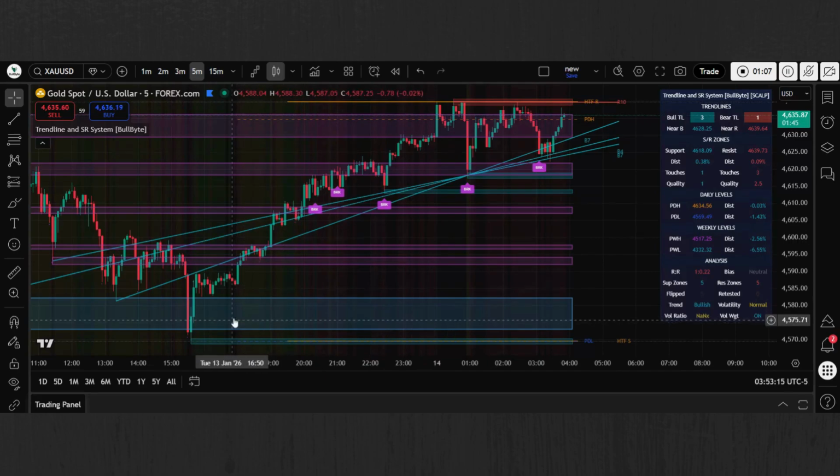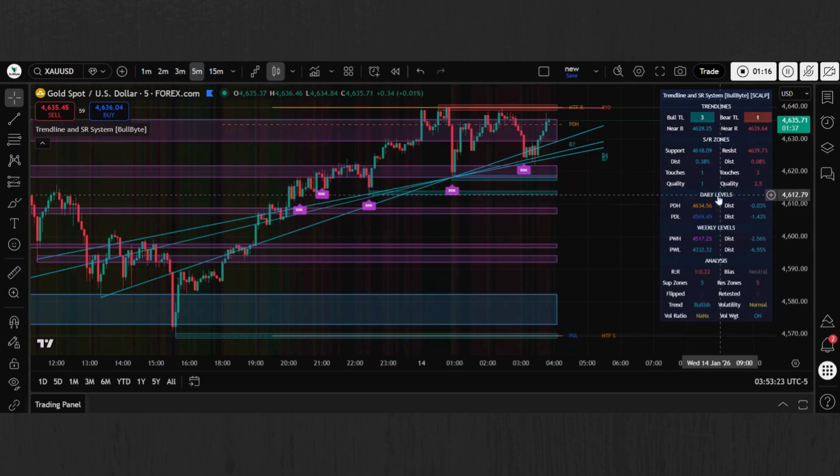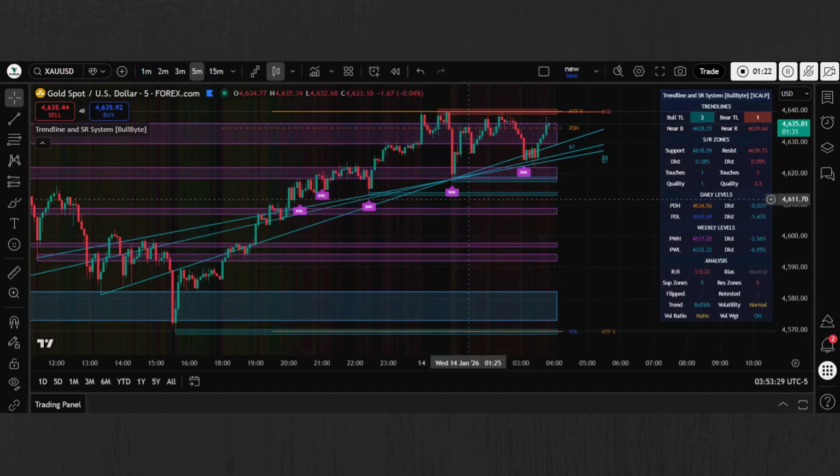Now, the purple zones you see here are tested levels. The blue lines are the previous day high and low levels. I have also included weekly levels, higher time frame levels, and of course, a dashboard on the side for a quick glance at everything important. There are other zones as well, and I have covered everything in the detailed publication, so don't worry.